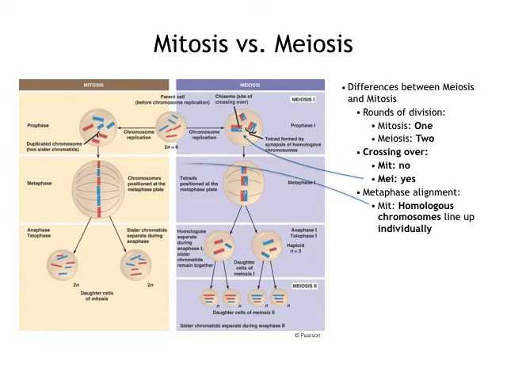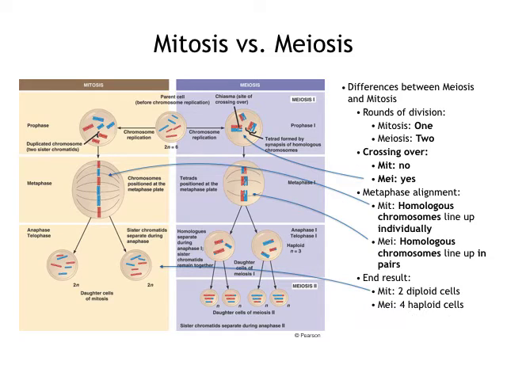Metaphase alignment. In mitosis, you have a line dance, a single file, the chromosomes lined up individually. In meiosis, you have a 2-step, the homologous chromosomes pair up, right? They've already paired up in prophase 1, and in metaphase 1, they're going to line up in pairs. They're going to 2-step. Then the end result: mitosis, 2 diploid cells; meiosis, 4 haploid cells.